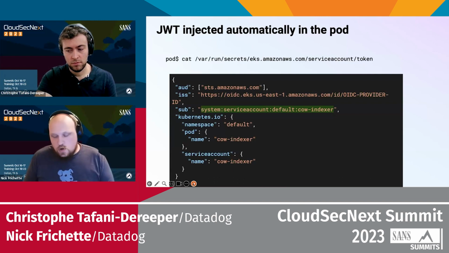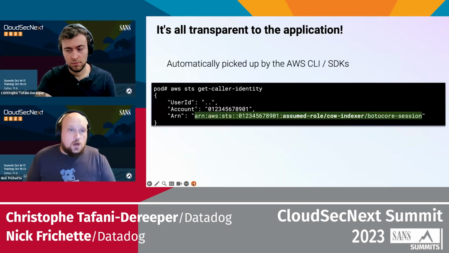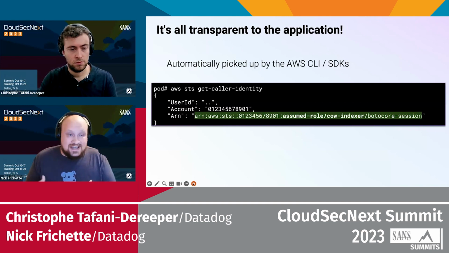Now, it's important to note that for a developer, this is all completely transparent to the application. They don't have to worry about managing this or rotating it or anything like that. If they're using the AWS SDKs, this will all automatically get figured out for them, and it will pull the right identity with the right permissions.